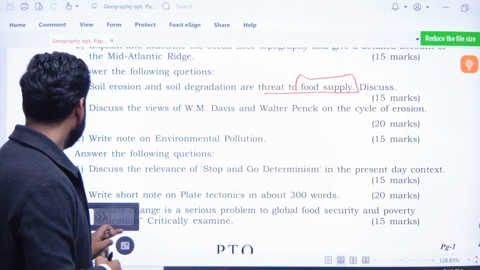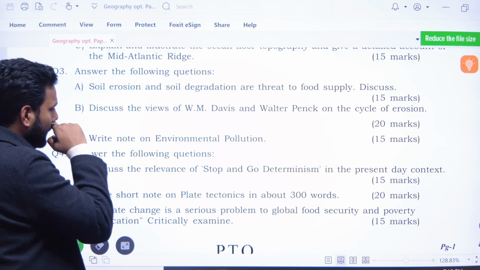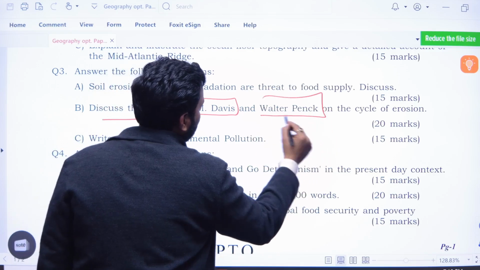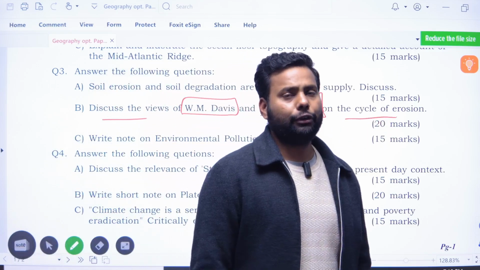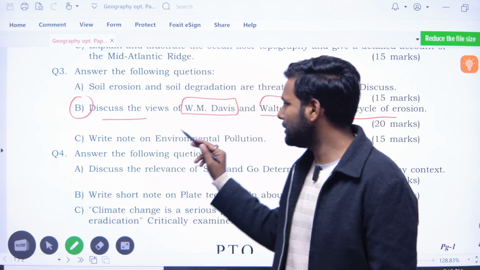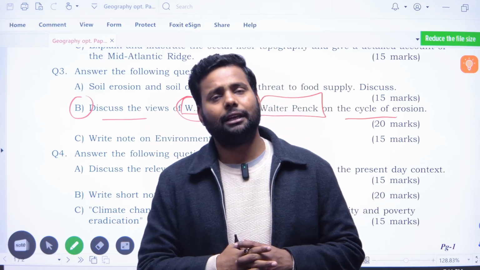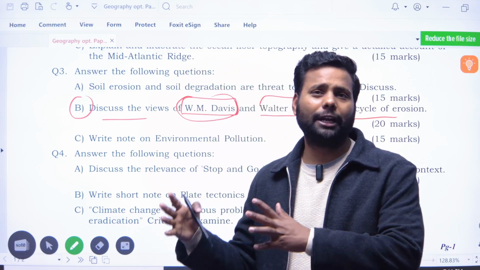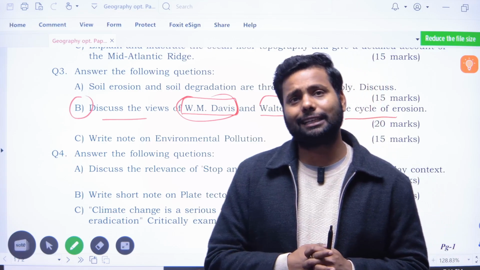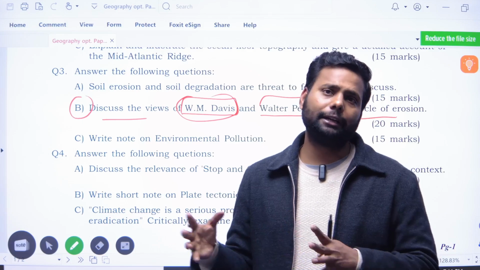Okay, now we are moving forward to another question. Discuss the views of W.M. Davis and Walther Penck on the cycle of erosion. We all know this is the most favorite question of the optional. We know that the W.M. Davis cycle is an idealistic, normative, deductive model, and the Davis model is a time-dependent model, whereas Penck's model is a time-independent model.